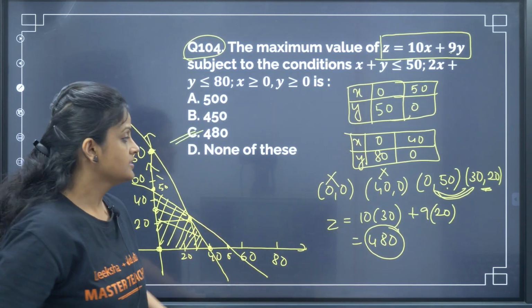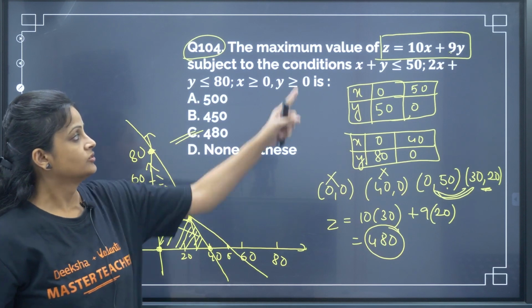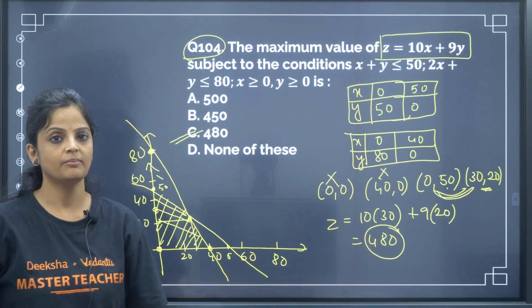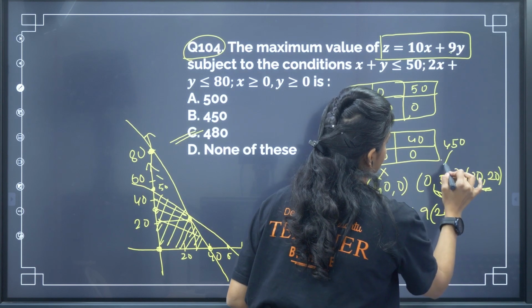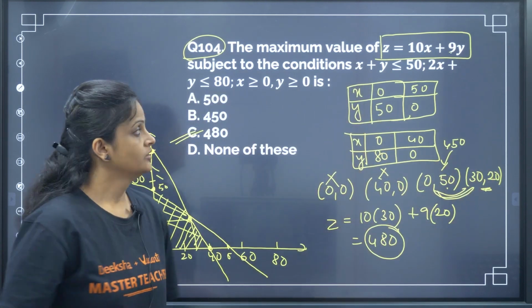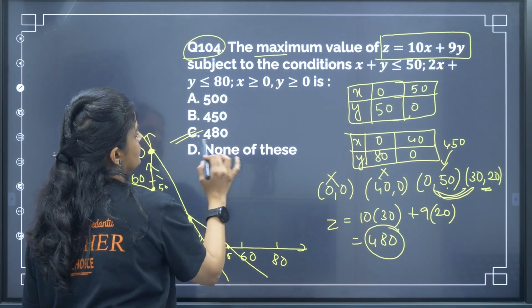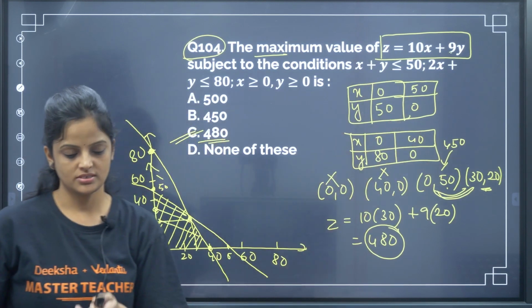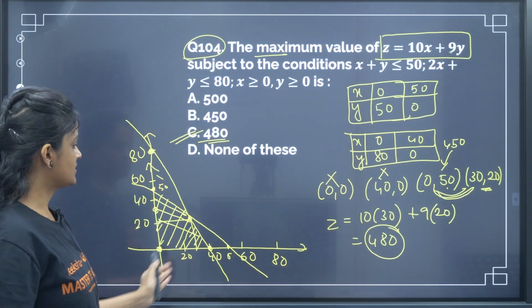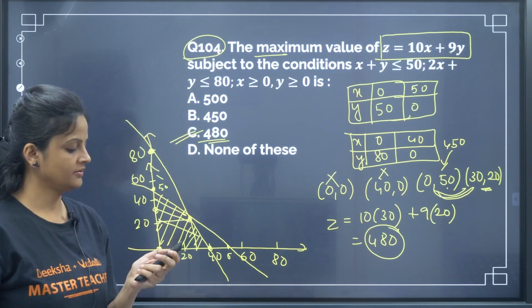What if I substitute 0 comma 50, ma'am? So 9 into 50, 450 I am getting. Correct? This is giving you 450, and this is giving you 480. So if they ask you maximum, go with the 480. If they ask you minimum, anyway, the origin is there for us. So in such a case, they will ask you maximum only.